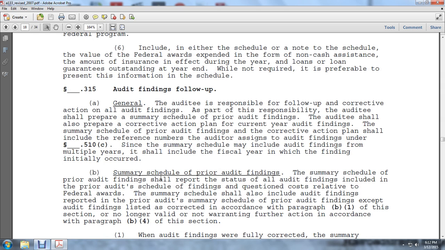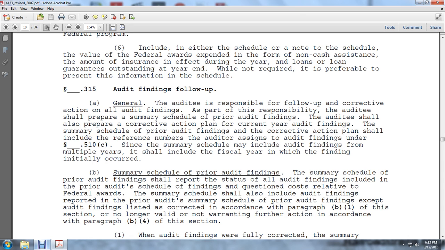315. Audit findings follow-up. Generally, the auditee is responsible for follow-up and corrective action on all audit findings. As part of this responsibility, the auditee shall prepare a summary schedule of prior audit findings. The auditee shall also prepare a corrective action plan for the current year audit findings. The summary schedule of prior audit findings and the corrective action plan shall include the reference number the auditor assigned to the audit findings under Section 510. Since the summary schedule may include audit findings from multiple years, it shall include the fiscal year in which the findings initially occurred.